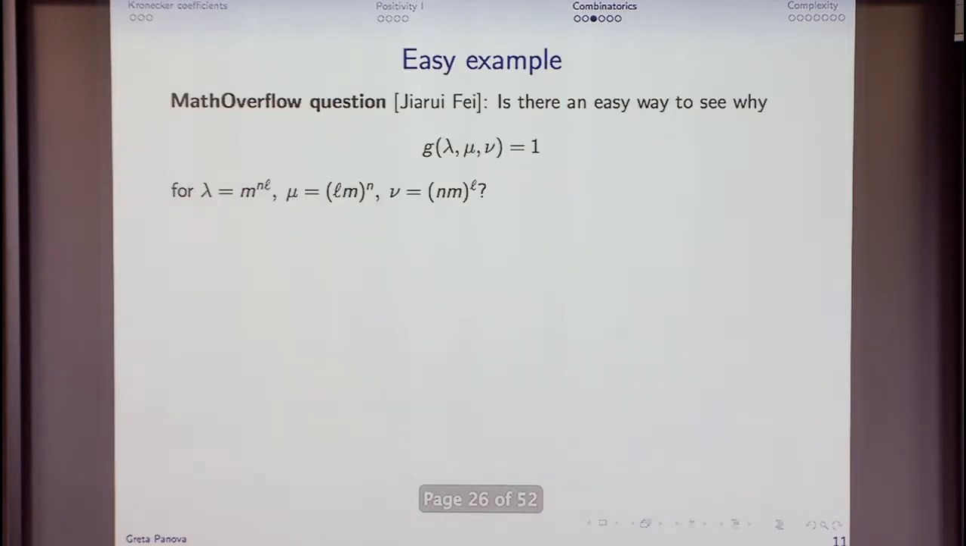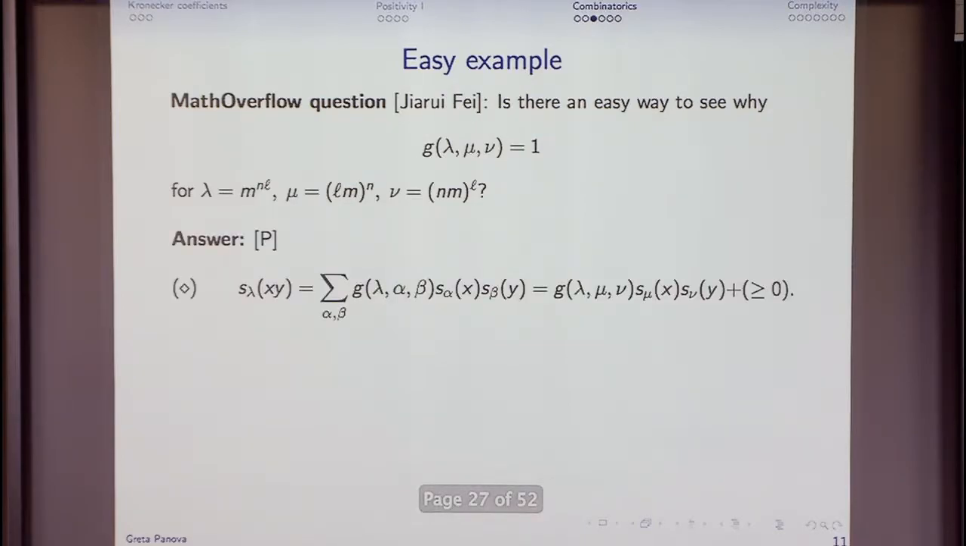So let's do a toy example. Now that somebody asked this on Math Overflow, I can legitimately give this as an example of how one can use this. A person observed that if you take the Kronecker coefficient for these three rectangles, so this is M repeated N times, L times, this is LM repeated N times, and so on, then this Kronecker coefficient is 1. And they asked for a simple reason why this is true. So here is how one can get this out of Schur functions.